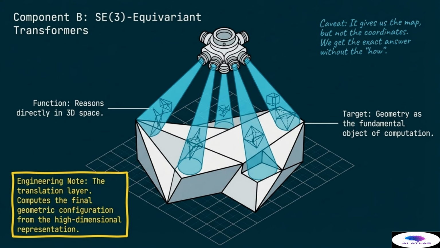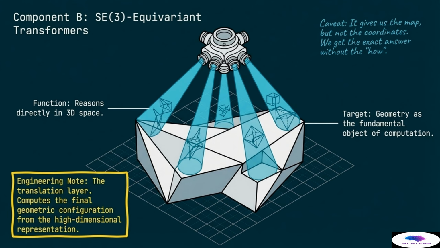In page 6, we examine component B, the SE3 equivariant transformers. This is the engineering layer that acts as a translation layer. It reasons directly in three-dimensional space by treating geometry as the fundamental object of computation. Its function is to compute the final geometric configuration from the high-dimensional representation provided by the Evoformer.